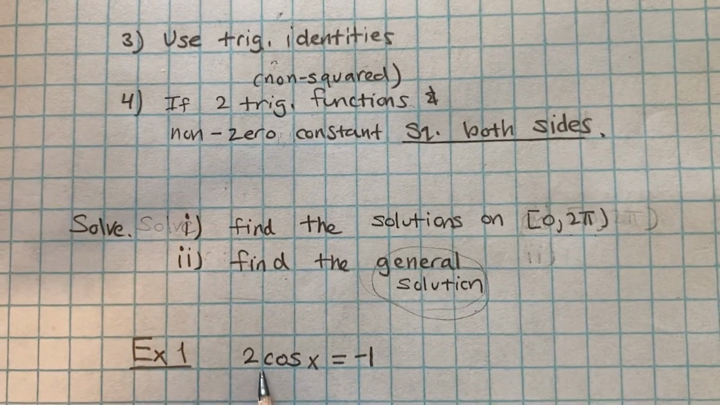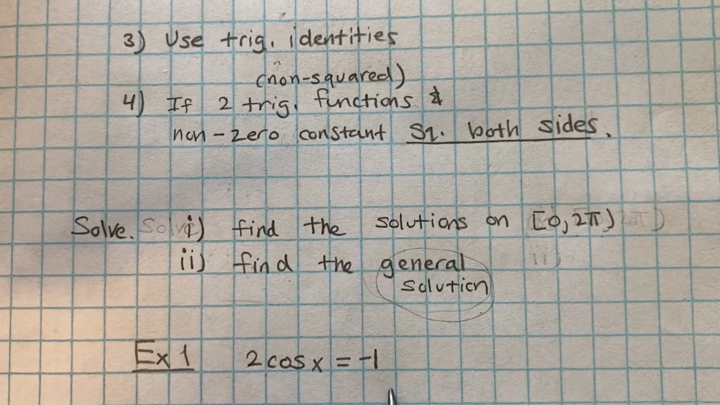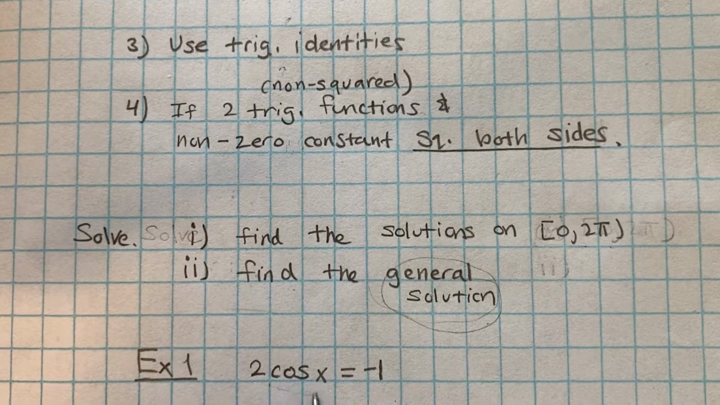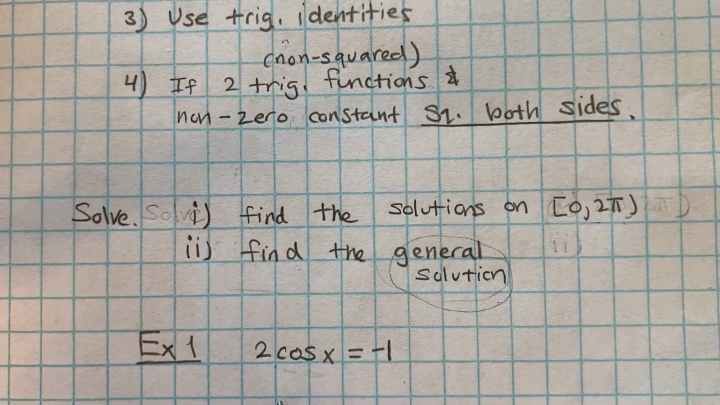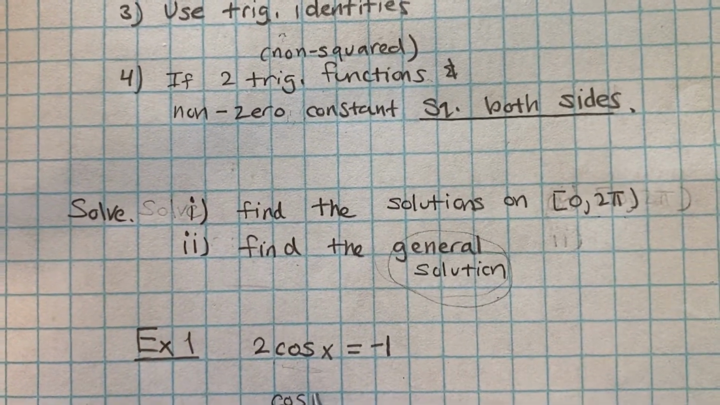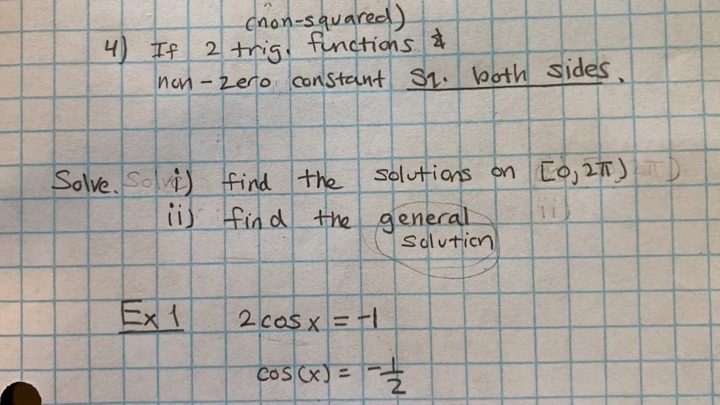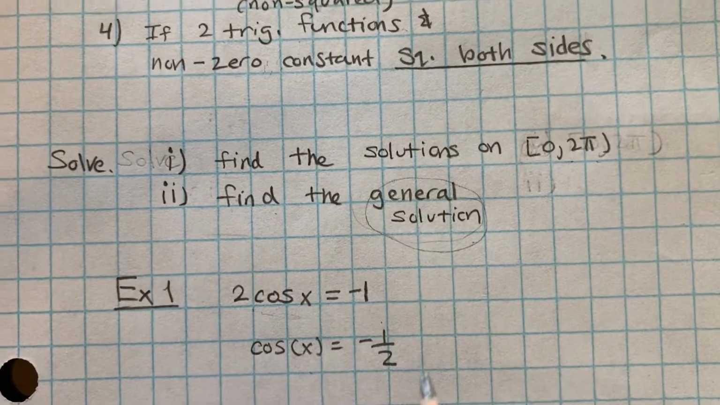On this one, 2 cosine x is equal to -1. We are going to use guideline number 1, which is basically isolate cosine x. You could do that really quickly. You're going to get cosine of x is equal to -1/2. And now you're just solving a trig equation.